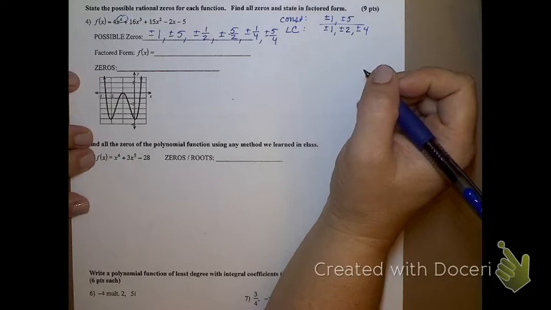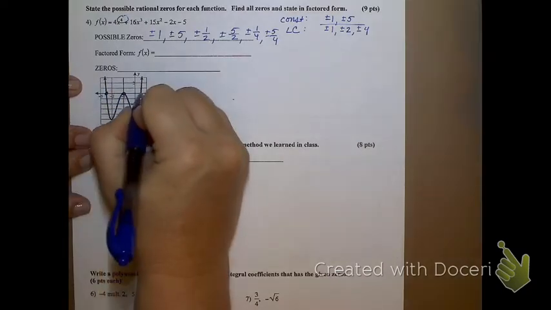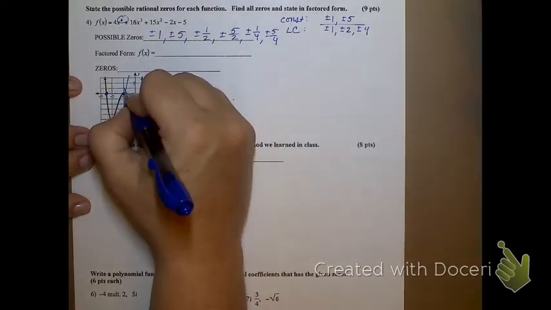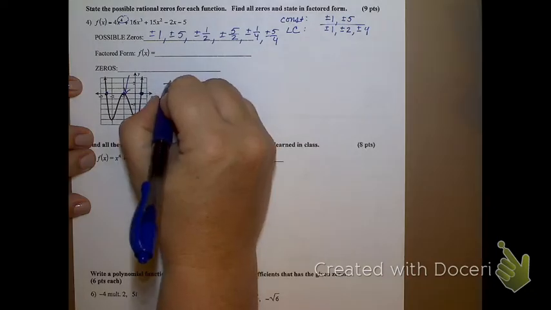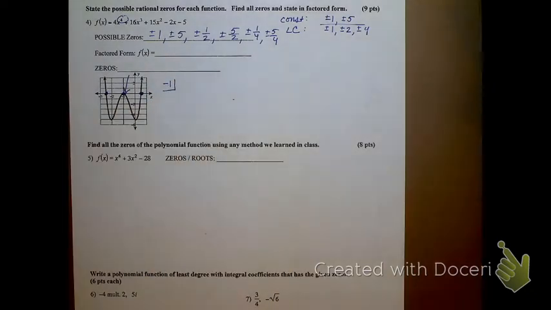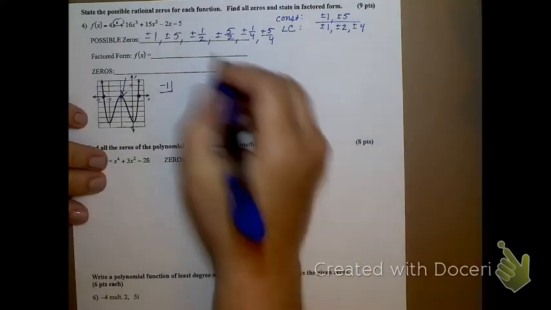What do you notice about the x-intercepts on this graph? What do you notice about them? Negative 1, what do you notice about negative 1? It has a multiplicity of 2. How do I know that it has a multiplicity of 2? Because it bounces off. So, if it has a multiplicity of 2, let's see what that does. So negative 1 should work.